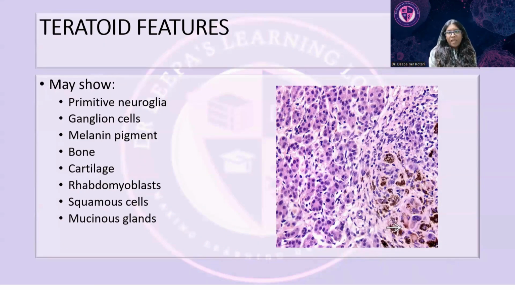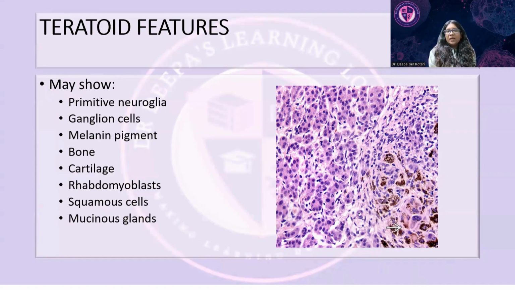Some mixed hepatoblastomas have a teratoid feature. You call it teratoid only when there is primitive neuroglial tissue, ganglion elements and melanin pigment association. Other heterologous elements may include bone, cartilage, and rhabdomyoblasts that can be coexistingly present. They can be squamous cells, they can be mucinous glands. So it can be a mixed, variable kind of picture. So the hepatoblastoma and teratoid hepatoblastoma are important to differentiate.